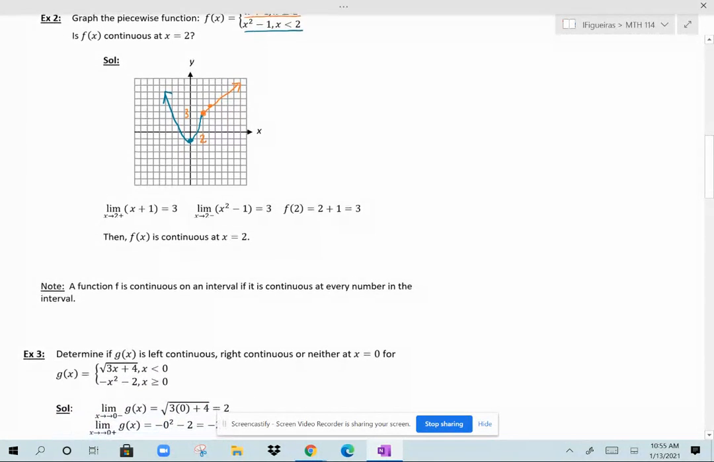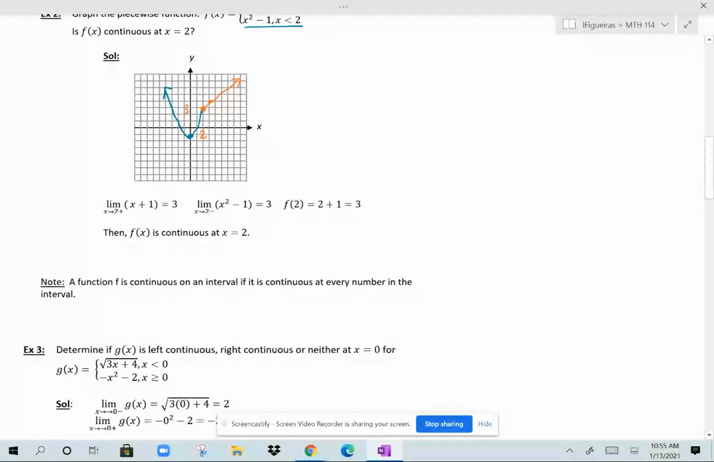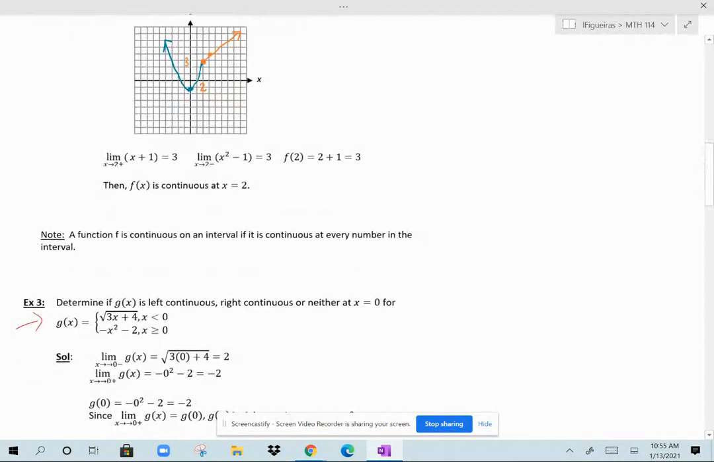So let's go back to this concept of left-hand continuous and right-hand continuous. So let's determine if g of x is left continuous, right continuous, or neither at x equal to 0 for, again, another piecewise function, g of x equal to the square root of 3x plus 4 for values of x less than 0, and negative x squared minus 2 for values of x greater than or equal to 0.